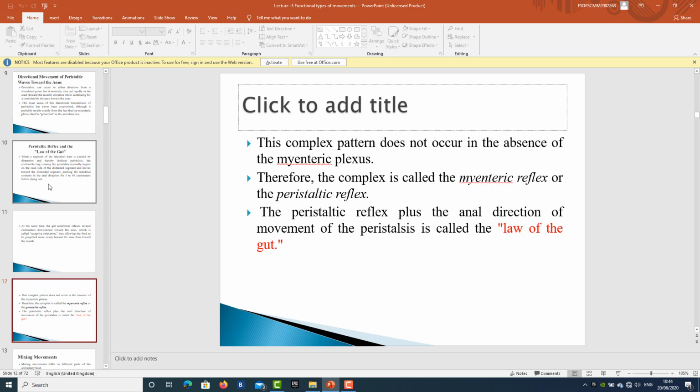This complex pattern does not occur in the absence of myenteric plexus. Therefore, the complex is called the myenteric reflex or peristaltic reflex. The peristaltic reflex plus the anal direction of the movement of peristalsis is known as the law of the gut.